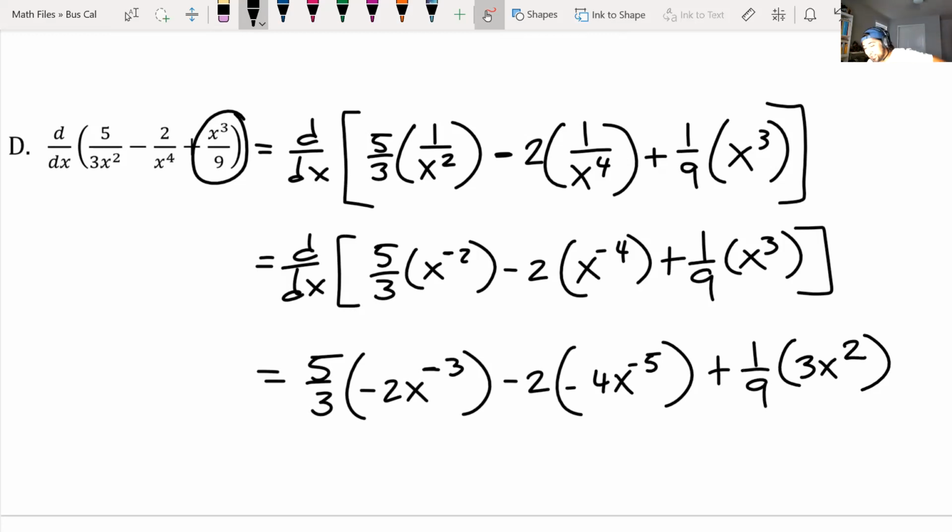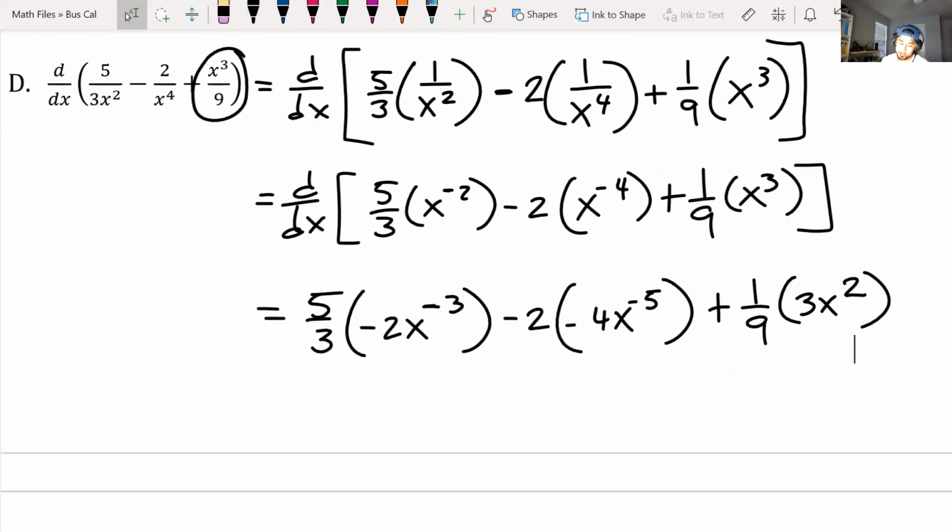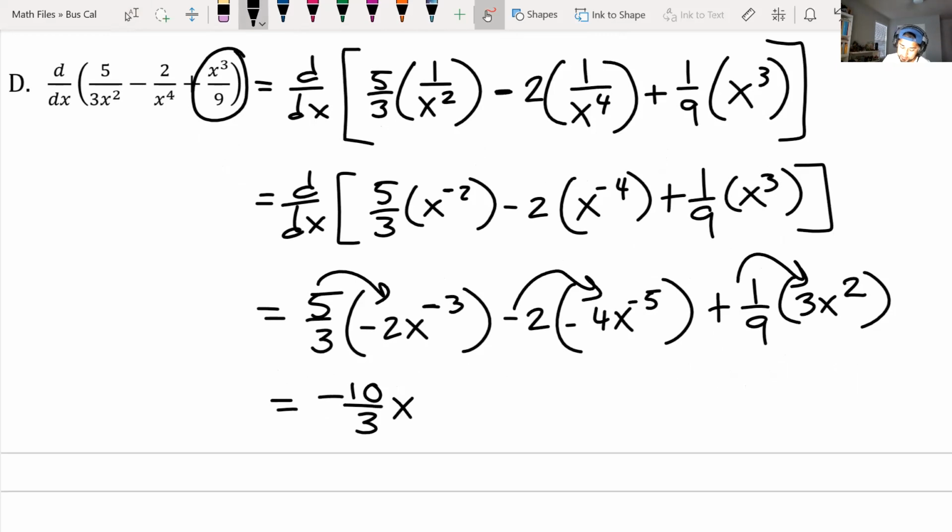Now we're back to algebra because we have to clean everything back up. Do we just plug them into the x now? Well, you don't plug anything into x. These coefficients multiply those coefficients. So what's 5/3 times negative 2? Negative 10/3. There you go. Negative 10/3 x to the negative 3.